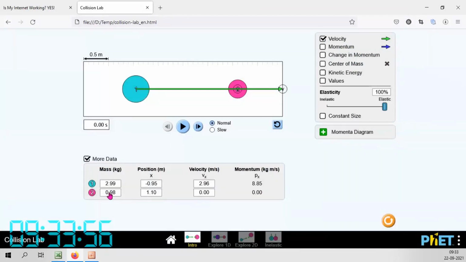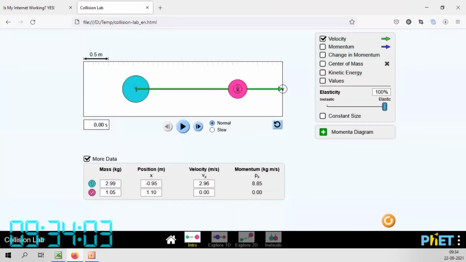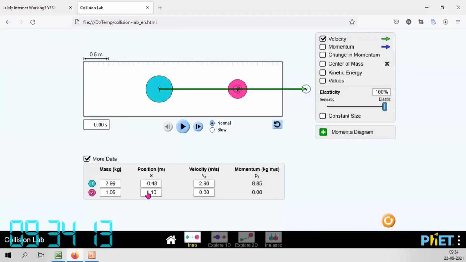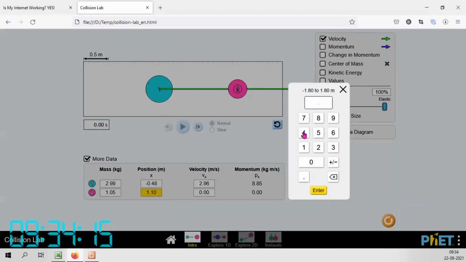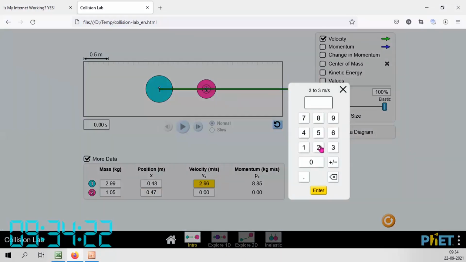So 2.99, then 3, 1, 1.05. Position is 3, 1, minus 0.5, plus 0.5. Minus 0.48, 0.47, minus 0.5, plus 0.5, then 3 and 0.5. I can't move more than 3. Maybe I should change the level slightly, 2.95.